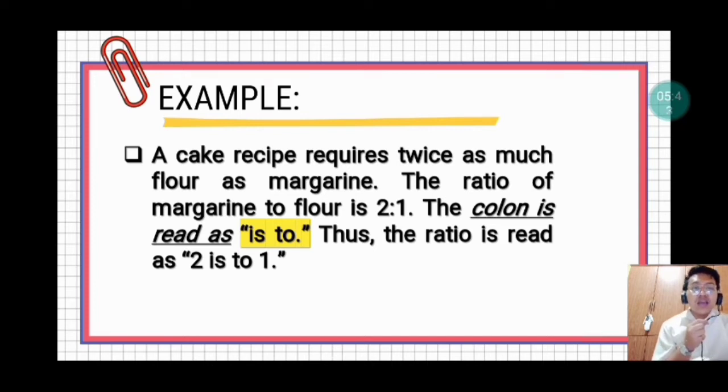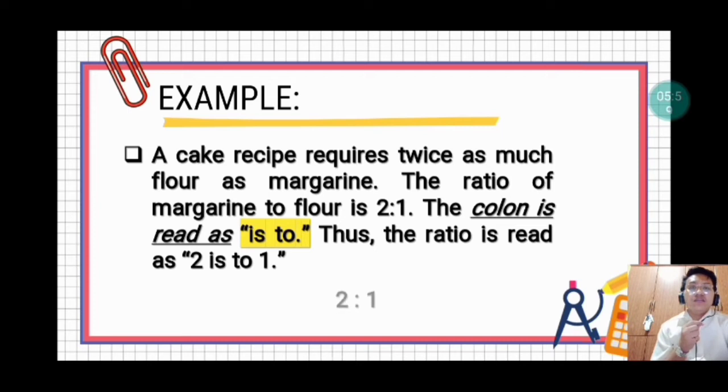Again, how do you read the colon in a ratio? Anyone? All right. We read the colon in a ratio as "is to." Okay? So, take a look at this ratio, 2:1. The first term here, which is 2, is what we call the antecedent.